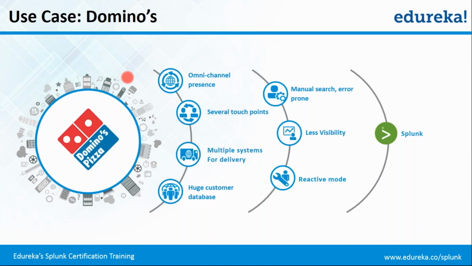So as you can see from the image, Domino's had an omni-channel presence in the market. They had several touch points for interacting with customers, and they provided multiple systems for delivery, like people could order food in store, order via their telephone, via their website, and through cross-platform mobile applications. And to top it all off, they also had a huge customer base.